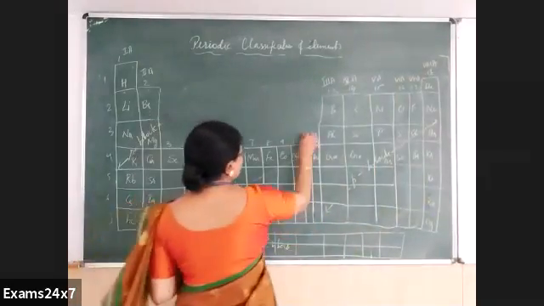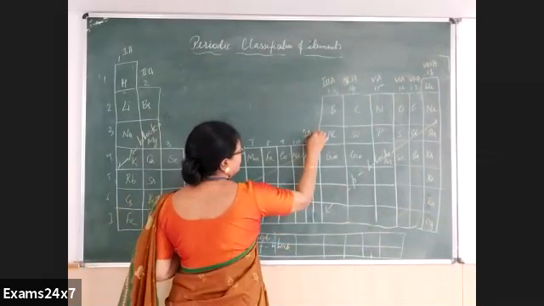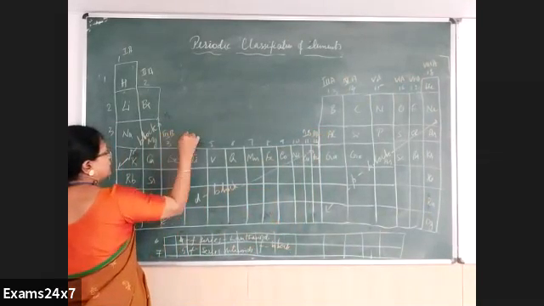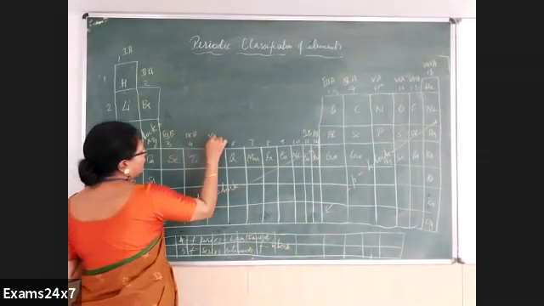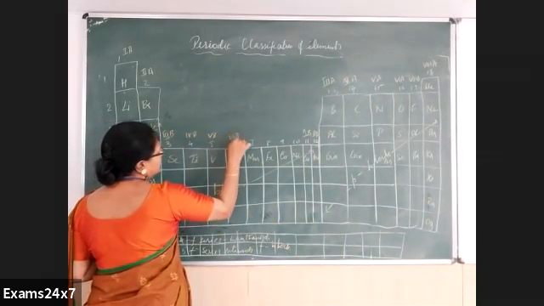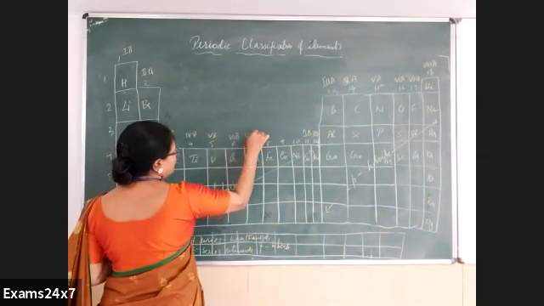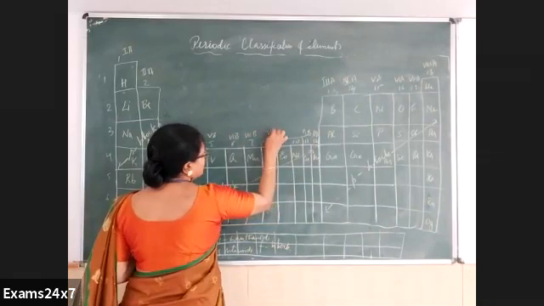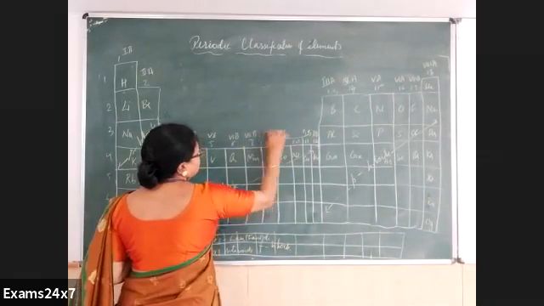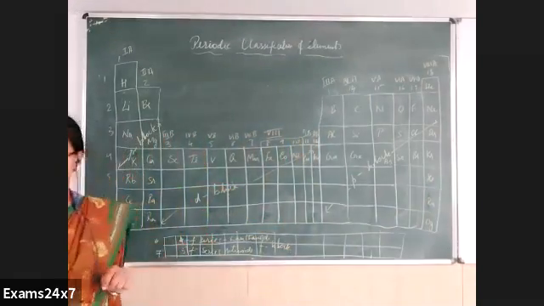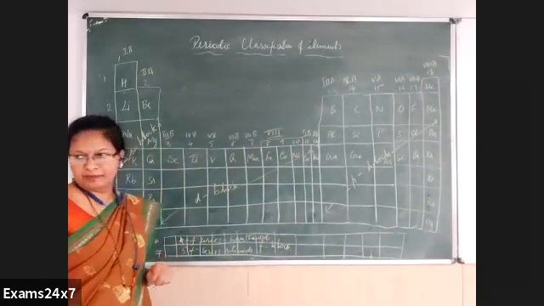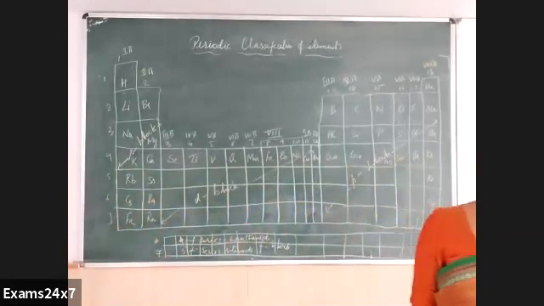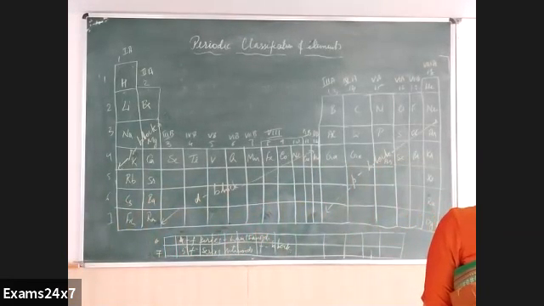B starts from here. 1B, 2B, then 3B, 4B, 5B, 6B, 7B, and 8 to 10. These together are called group number 8. That is, the iron, cobalt, and nickel family is called group number 8. Okay.